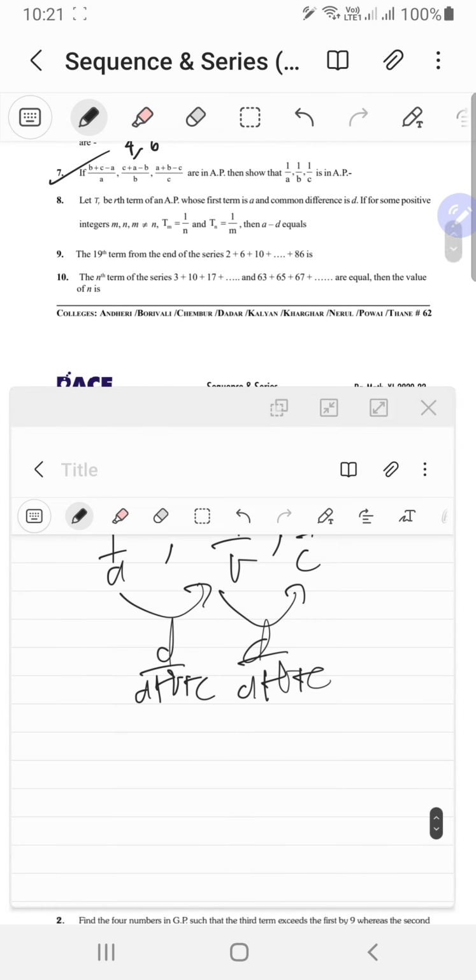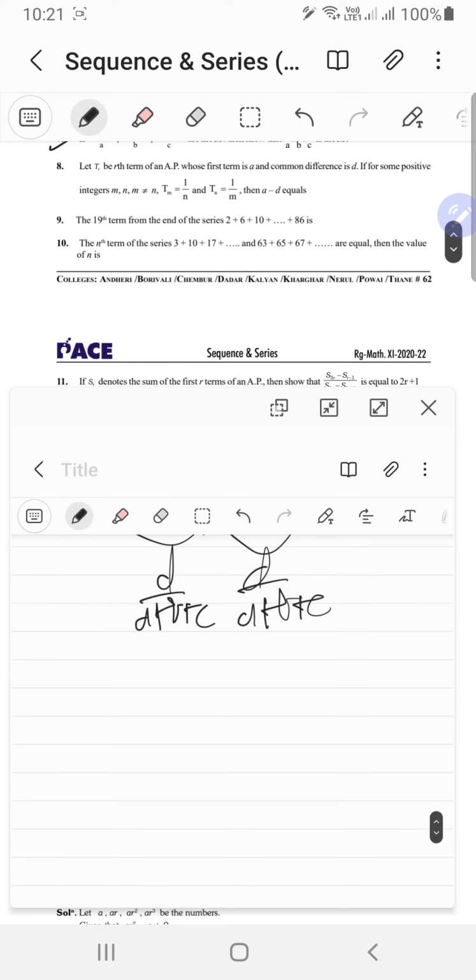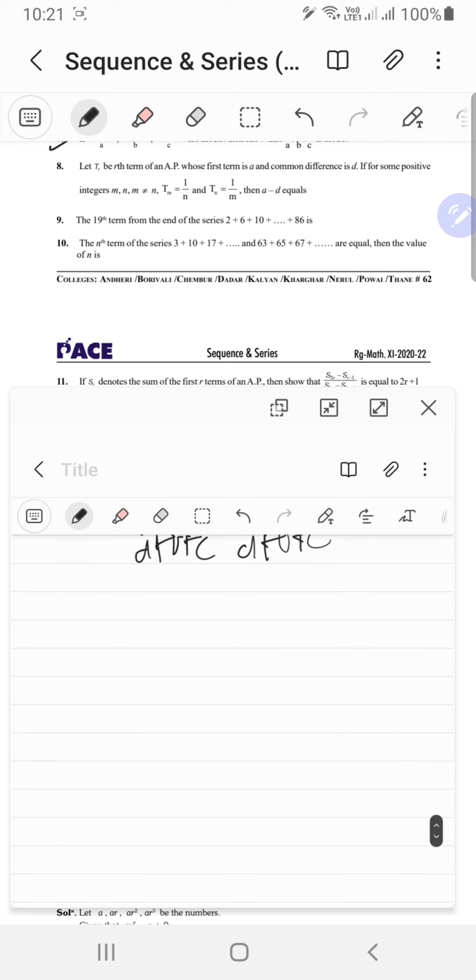So next, let T_r be the rth term of an AP whose first term is A and common difference is D. Okay, T_r be the rth term of an AP.